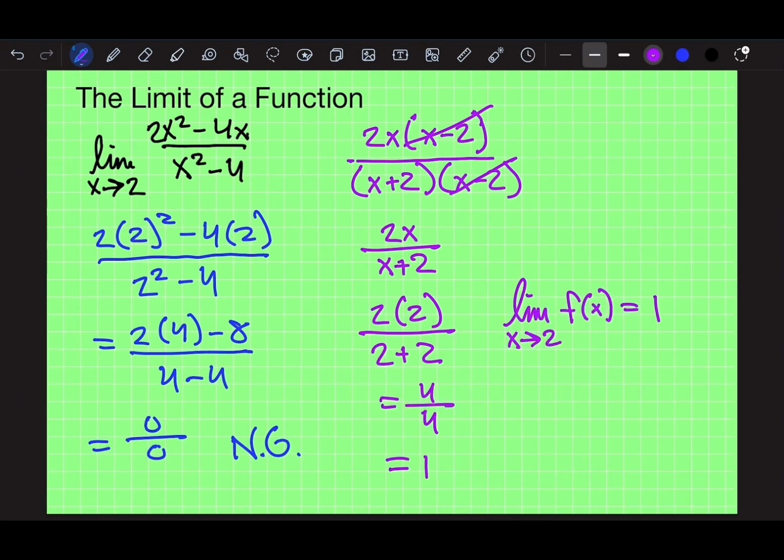This one does simplify into something else, so we're able to get the limit equals 1 for this one.